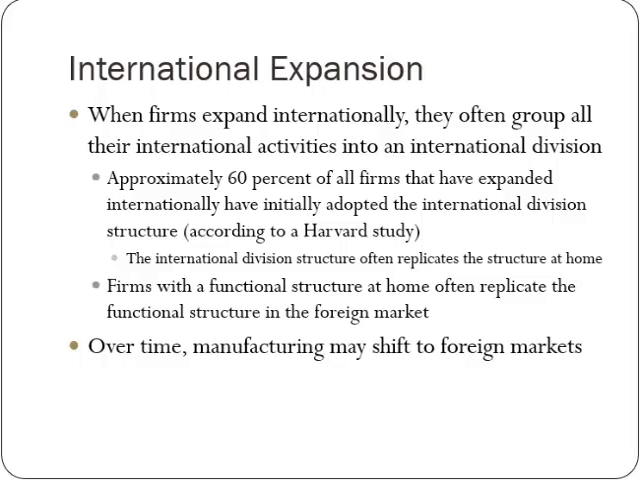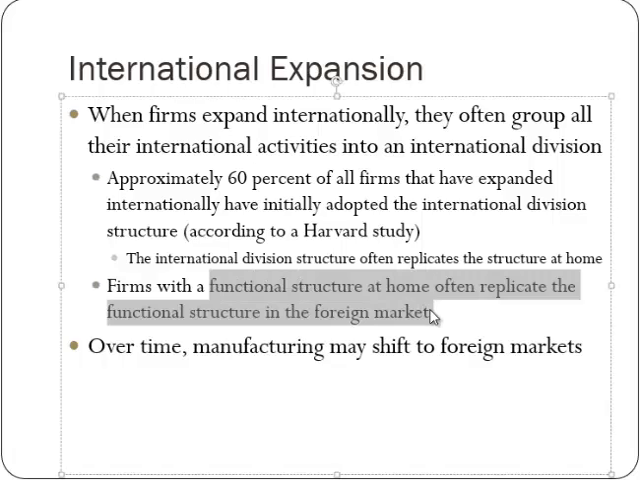In other words, rather than just running the European division and the European sales out of the same people and the same offices and the same paradigms and the same strategies as you have always used for your American organization, you hire a new division specifically to run your European affairs, to run your Asian affairs, whatever the case may be. Firms with a functional structure at home often replicate this in the foreign market.